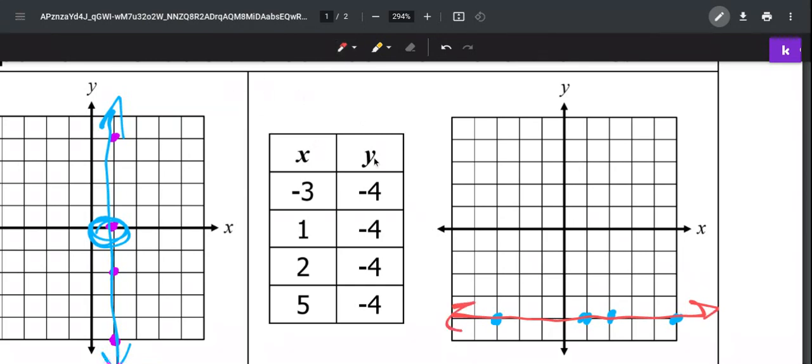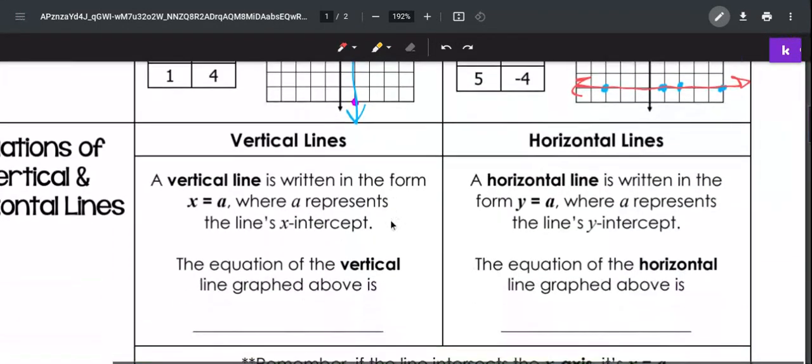Now the y's are all the same, so notice that I never crossed over my x-axis. I'm actually intersecting my y-axis. That's why all the y values are the exact same. All these points have -4 as the y value. So here's what that means.